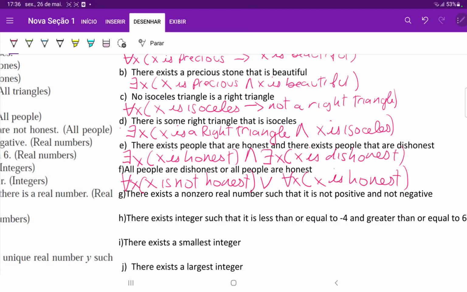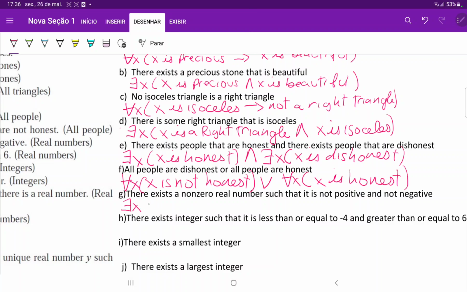Now, it would be a mistake to say for all x, x is not honest, or x is honest, because then it's like, well, clearly someone is honest or not honest, right? That would just be a tautology. So we have to make sure to separate these statements, saying for all x is not honest, or for all x is honest.